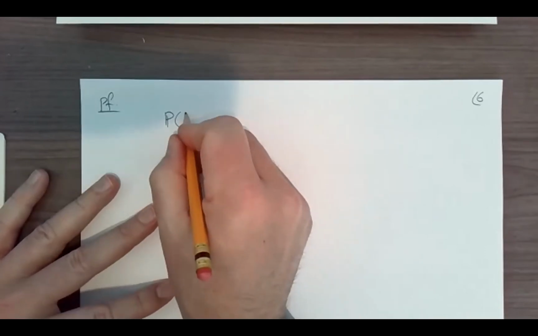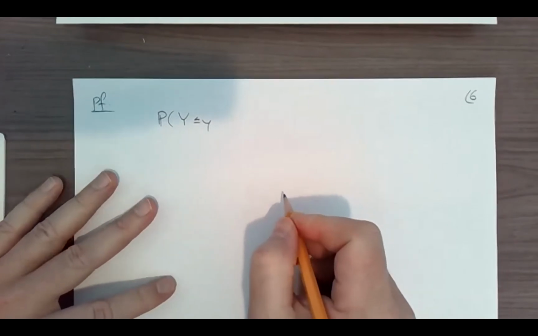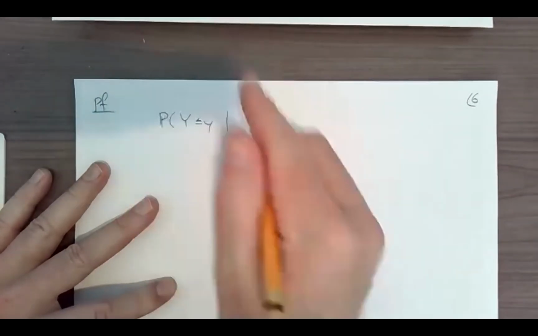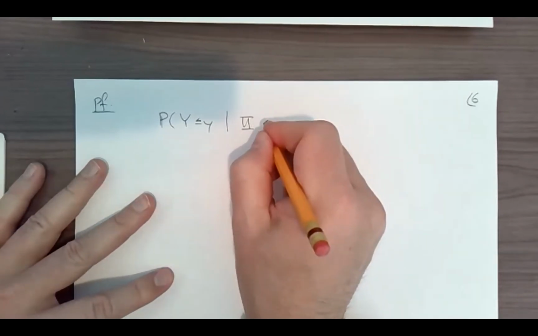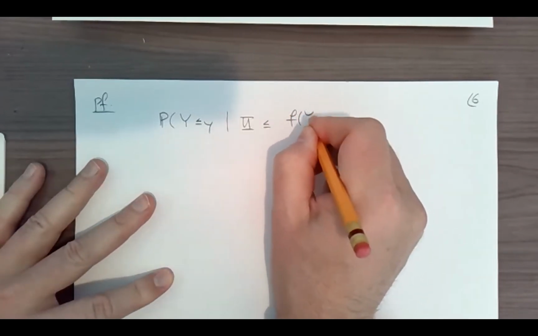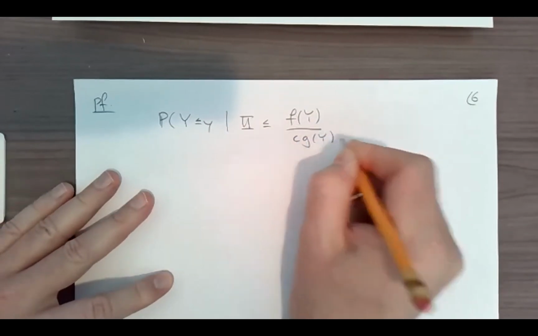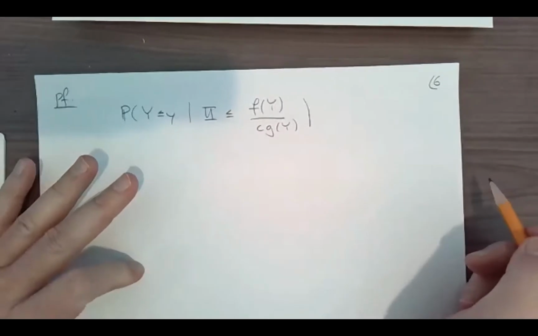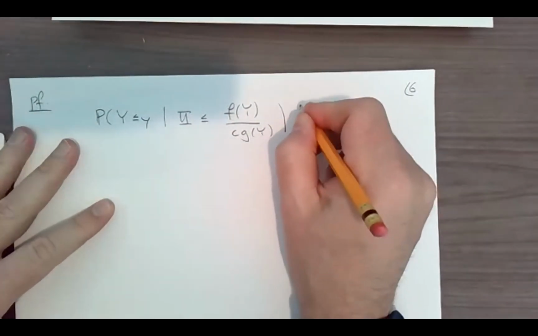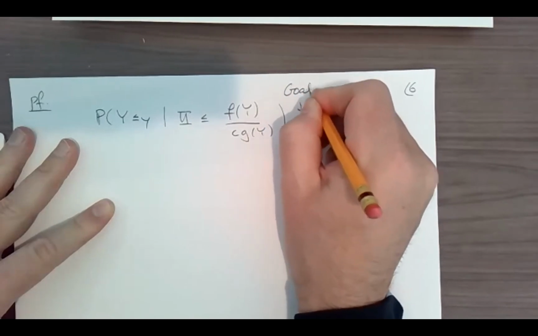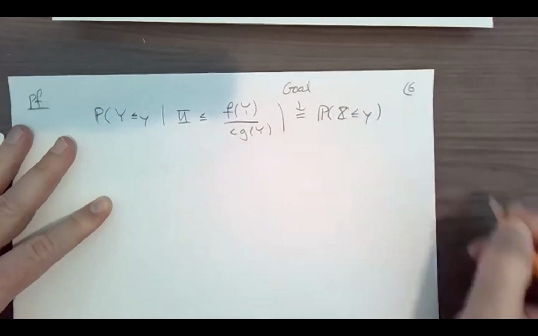accepting, so that's the probability that the random variable Y is less than y, given what? Given that the uniform was less than that threshold f of y divided by c g of y. We want to prove that this conditional probability, this is the goal, is somehow miraculously equal to the probability that X is less than y.